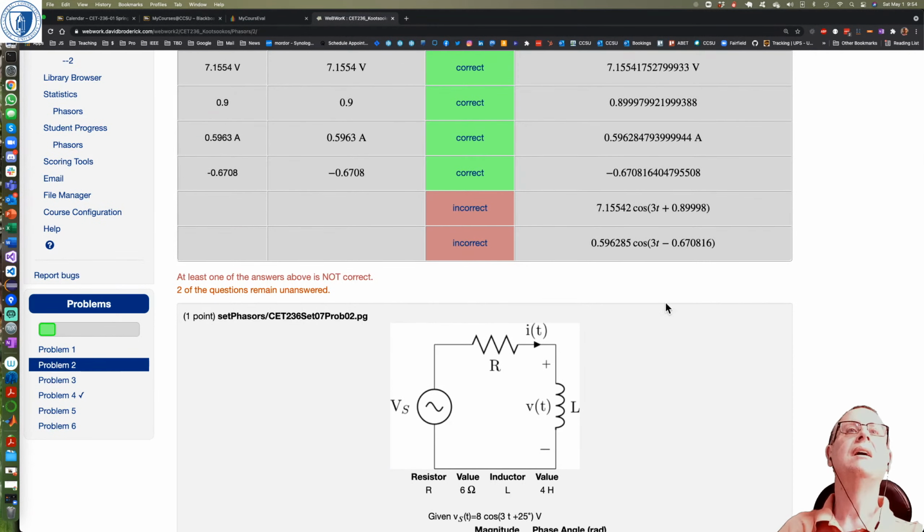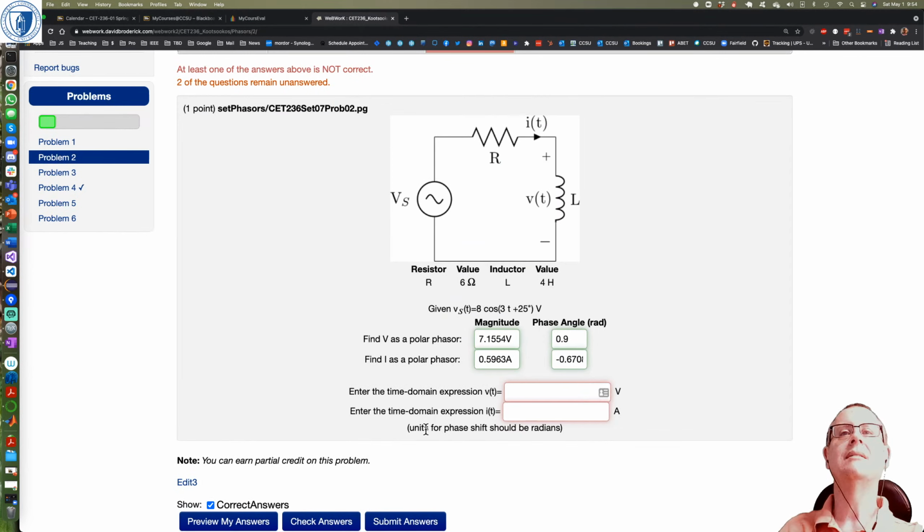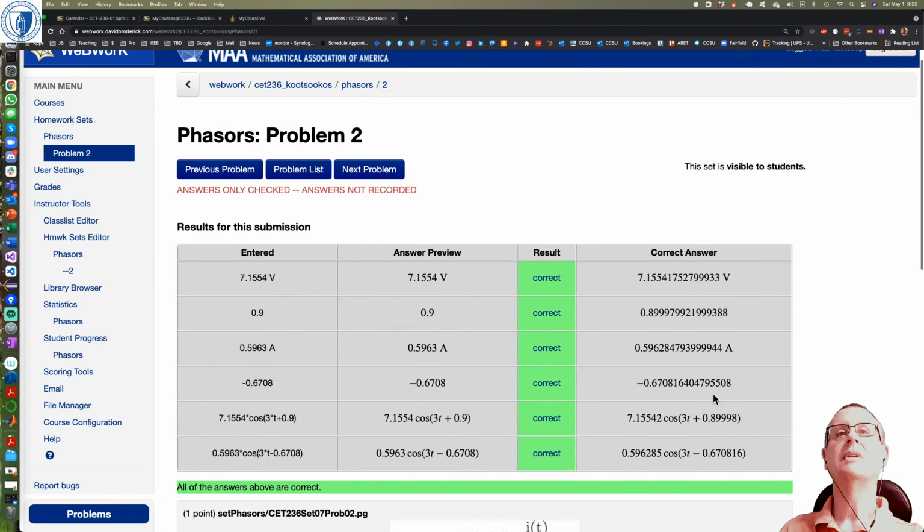And it looks like it does say that the phase shift, when you write it in here, should be in radians as well. So for the voltage, it's that times cosine 3t plus 0.9. And for the current, it's 0.5963 times cosine, again, 3t minus 0.6708. And let's just check those answers. Okay.